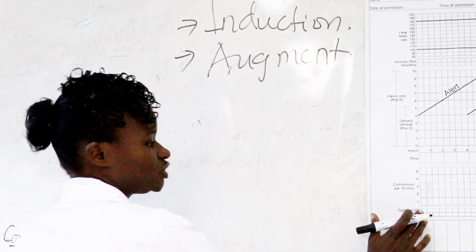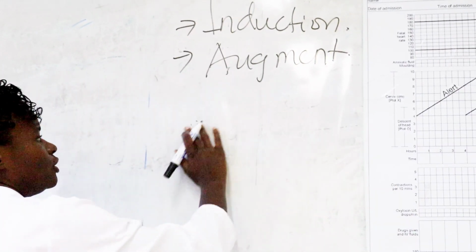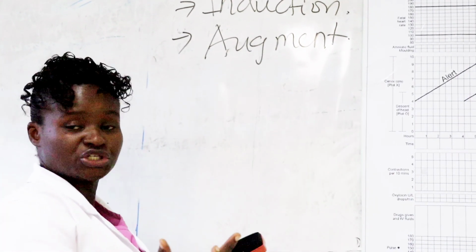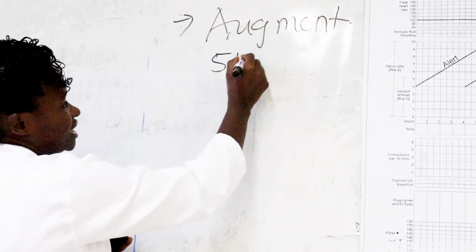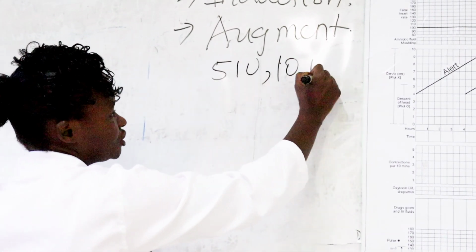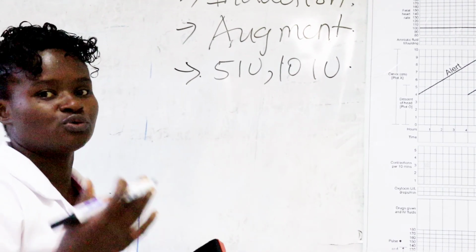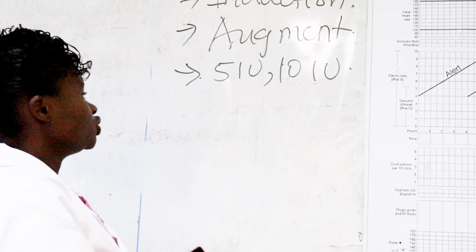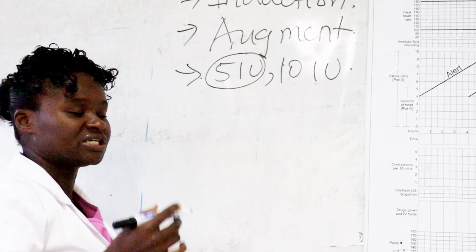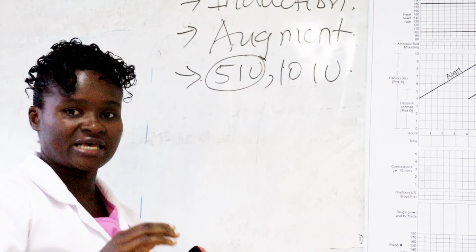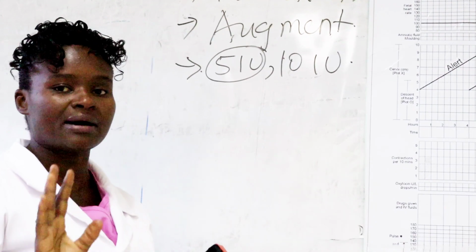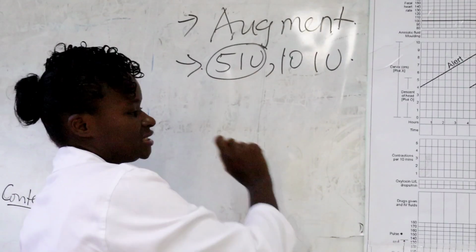Okay? So now, oxytocin, we normally give it in the concentration in international units. So we have 5 international units. We can give 10 international units. But the recommendation is we always want to start with the lower dosages. So we will want to start with 5 international units, which mostly applies to primigravidas.